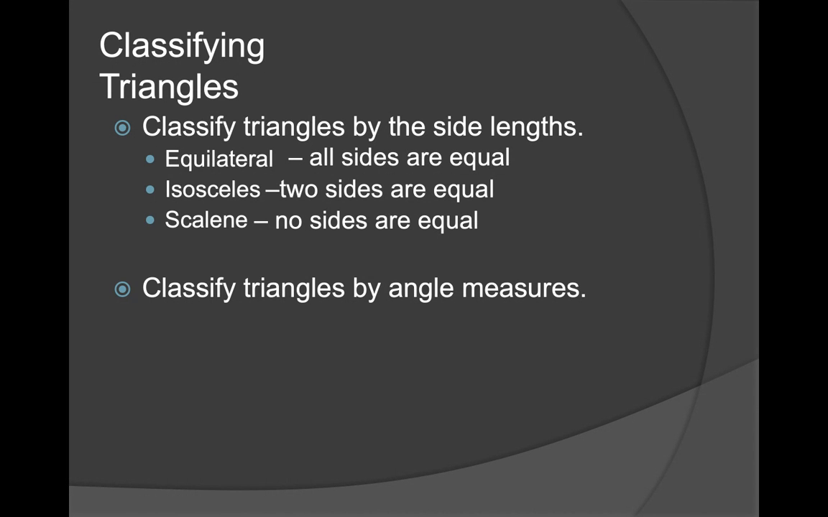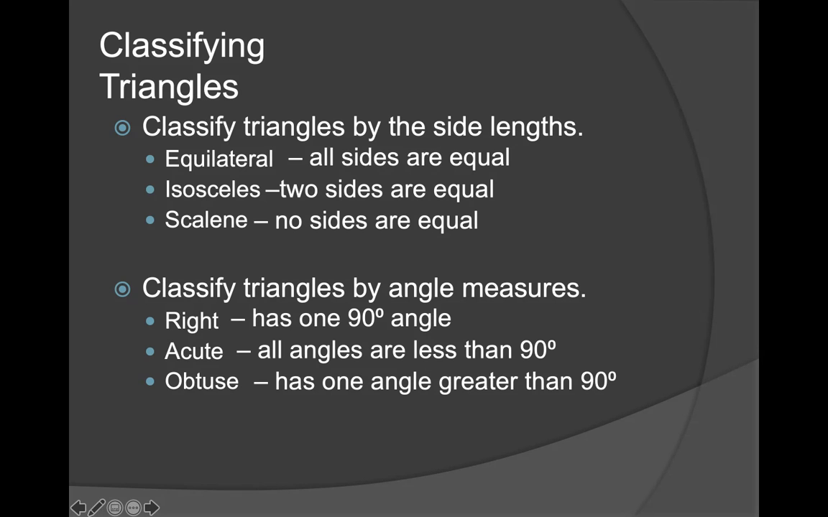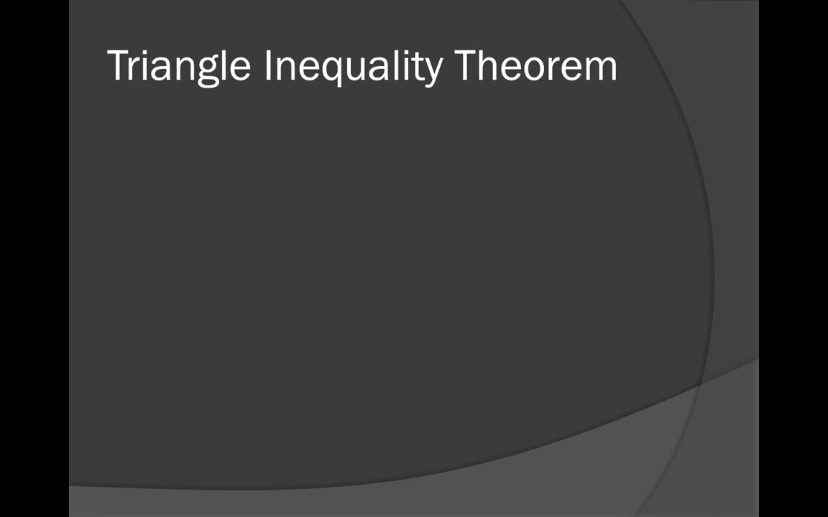Classifying triangles by angle measures. We have a right triangle, which has one 90-degree angle. We have acute triangles, where all angles are less than 90 degrees. And we have obtuse triangles, where it has one angle greater than 90 degrees. If you have one right angle in a triangle, that automatically makes it a right triangle. If you have one obtuse angle in a triangle, that makes it automatically an obtuse triangle. And then we have equiangular triangles, and that is a triangle that has all angles that are equal.